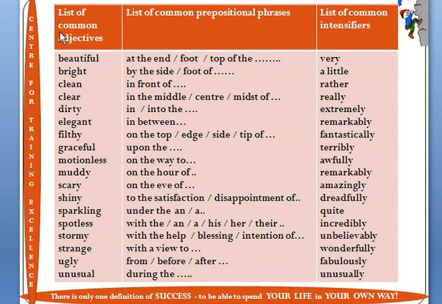First, we have adjectives. Adjectives are used before nouns. They describe nouns. They tell us more about the noun. For example, beautiful girl, bright face, clean room, dirty dress.